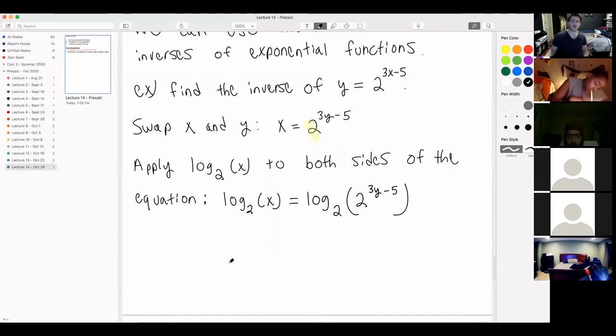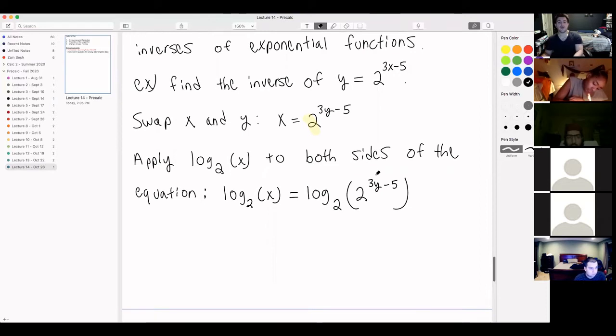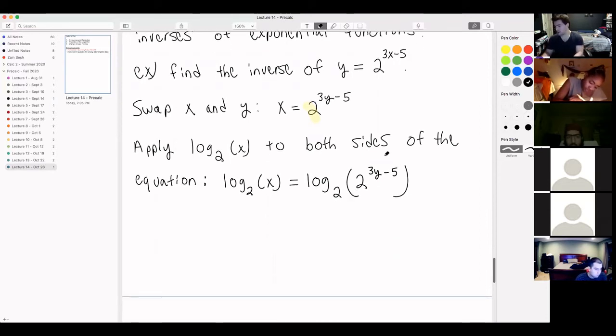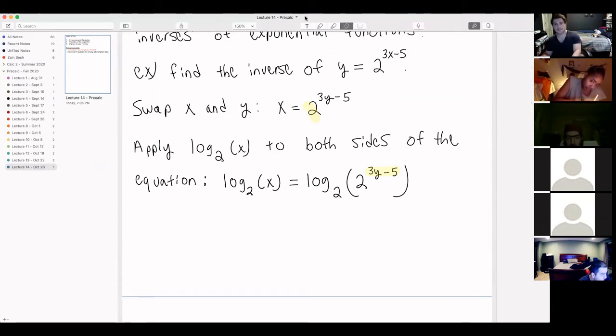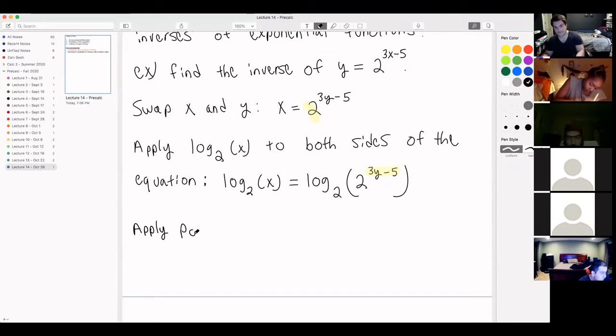Okay, so I hope everyone sees what I did. I just applied the log base 2 function to both sides of the equal sign. And why did I use log base 2? Well, the reason is because I can use the power rule on this. So this is now, apply the power rule on the right side. Let me just write that.